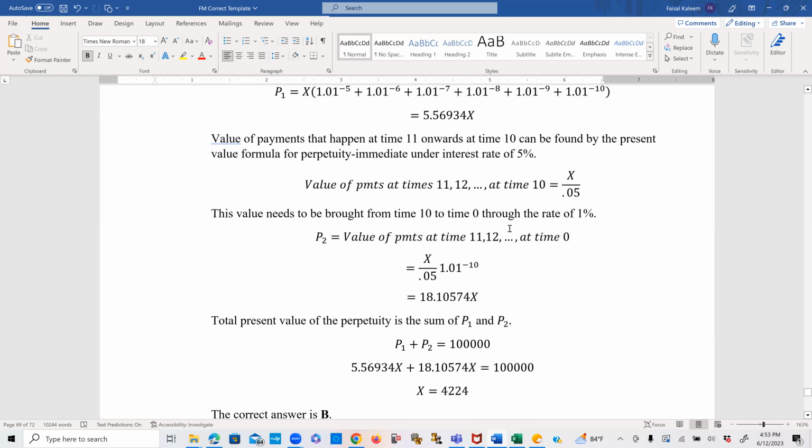The total present value will be the sum of these two. We broke down basically the payments into the first 10 payments and thereafter. So when we sum the two present values, we get the total present value, which in the problem is told to us to be 100,000. So P1 plus P2 needs to be 100,000. And then we substitute P1 from here and P2 from here. And we get this equation. And from this equation, X comes out to be 4224. That's choice B.